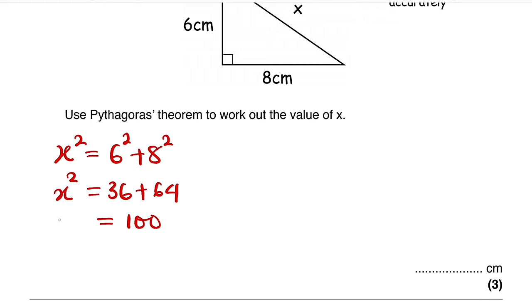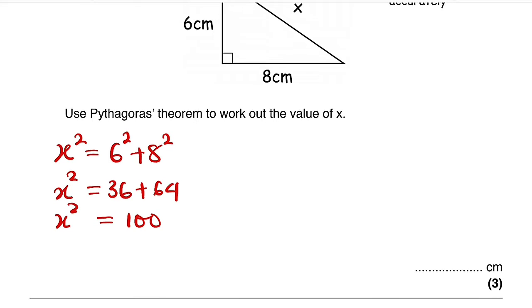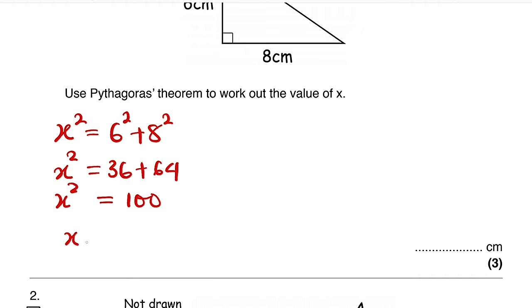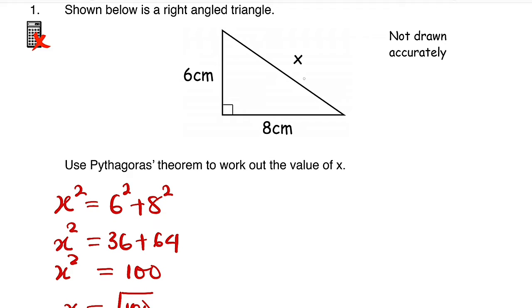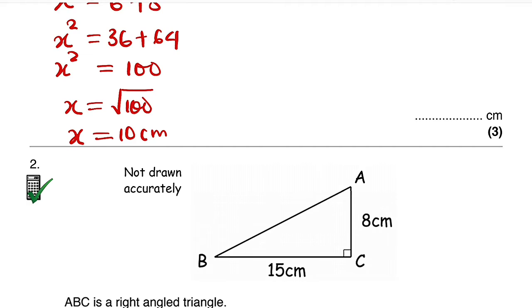So this is x squared. Then you take the square root of both sides. You have x equal to the square root of 100, and the square root of 100 is equal to 10 cm. You can always discard the unit till the end. The unit is centimeter, which implies that the hypotenuse is 10 cm. Let's move to the next question.